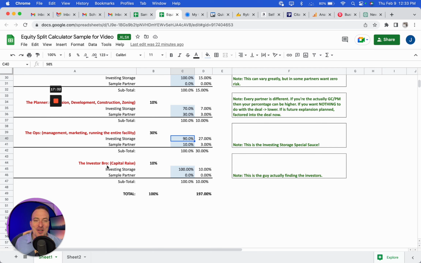Then, finally, the investor bro. This is the guy that raises the capital, right? So the guy that raises the money and finds the investors. This is your investor relations guy, and this is more relevant. I actually take this percentage up if you are syndicating this deal and you're having to find a bunch of investors.